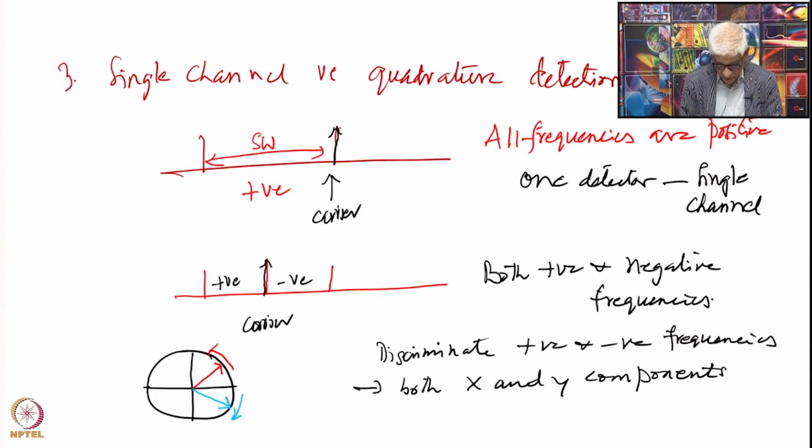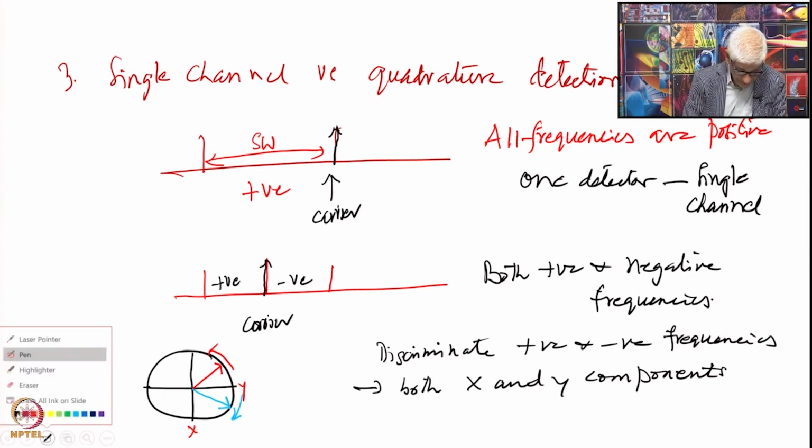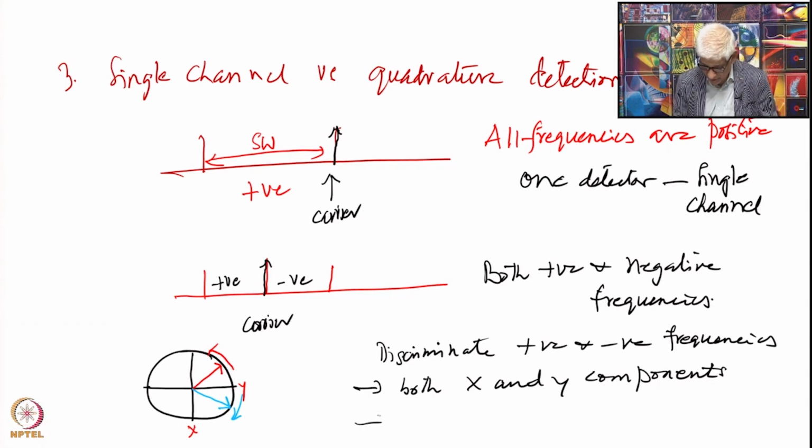So if I want to discriminate these two, I have to collect both the y component and the x component. Let me draw here the x and y. If I collect both the x and the y components, then I know exactly whether it is a positive frequency or a negative frequency. At the same time, I should collect both the components at the same time. If I have to do that, I will need two detectors, and therefore this is called quadrature detection.